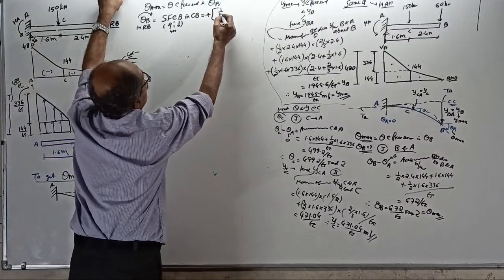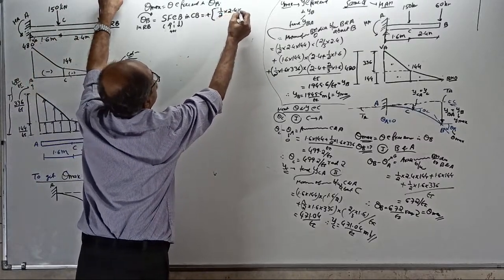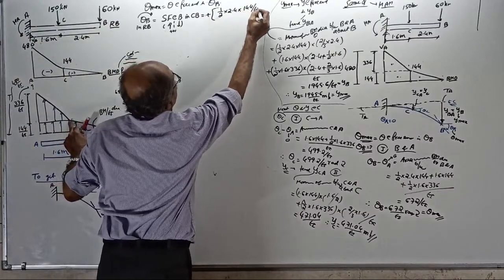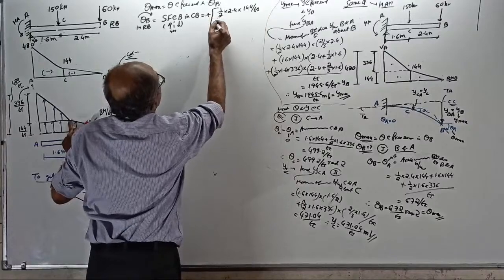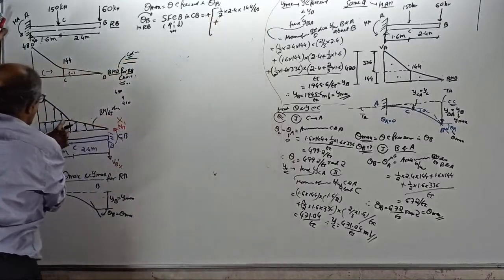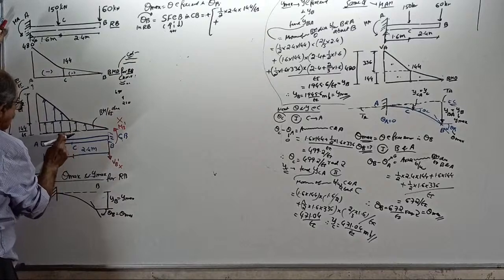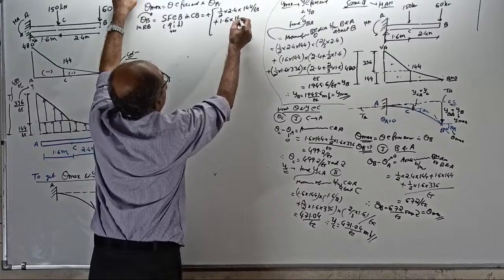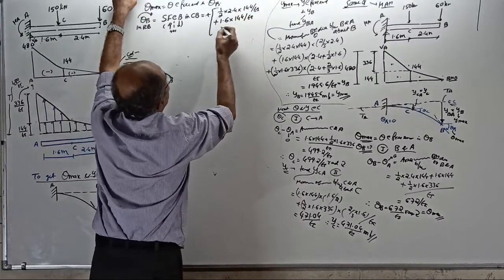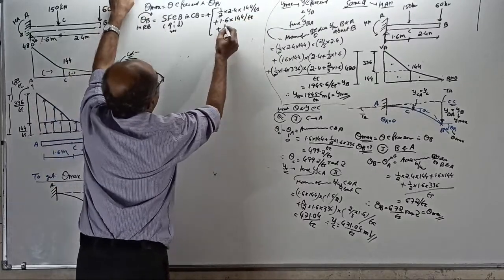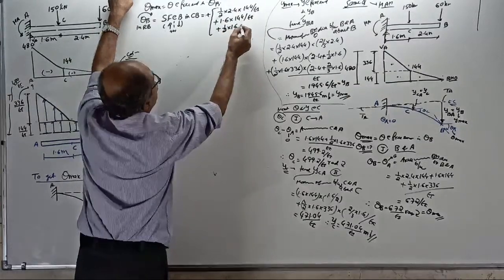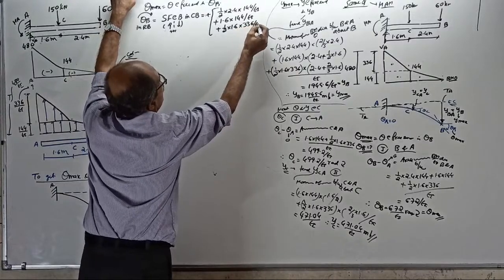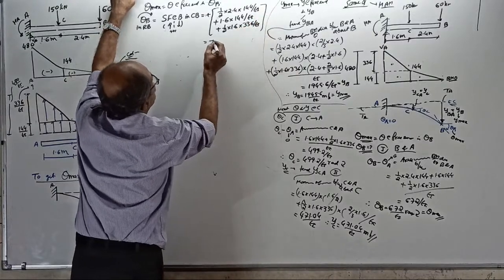Half into 2.4 into 144 by EI, plus this total load, 1.6 into 144 by EI, plus this load, half into 1.6 into 336 by EI, equal to plus.